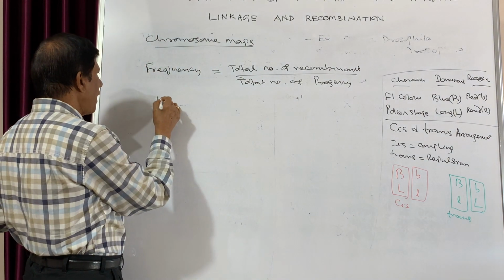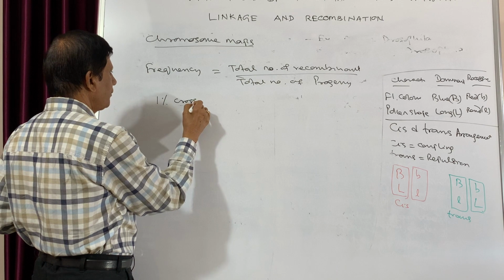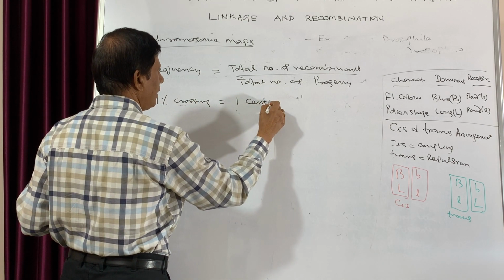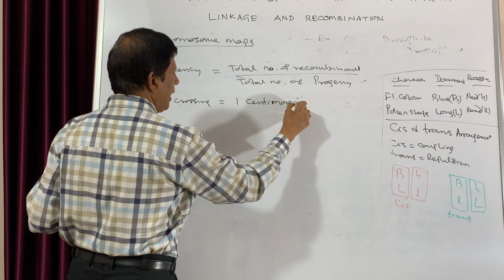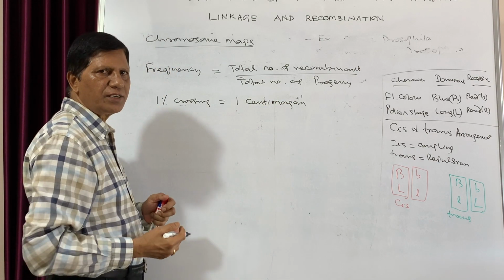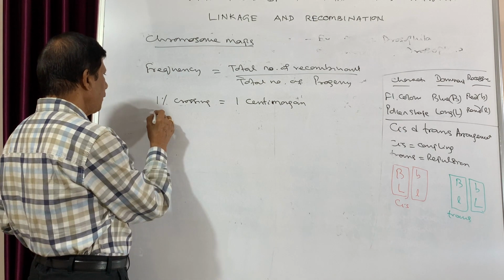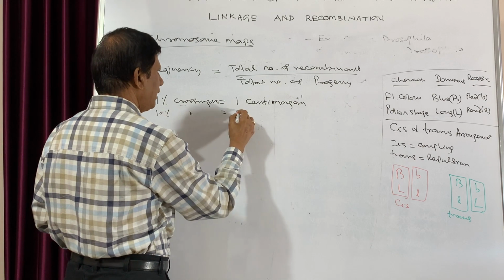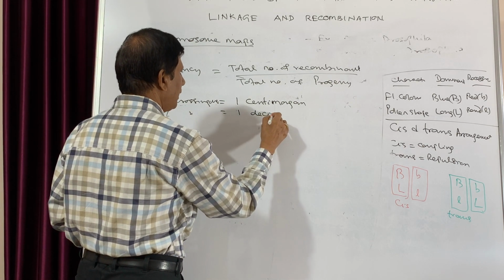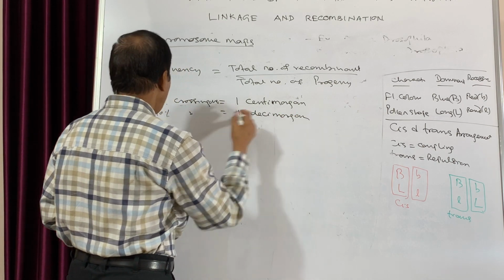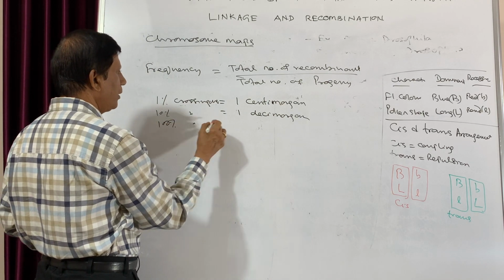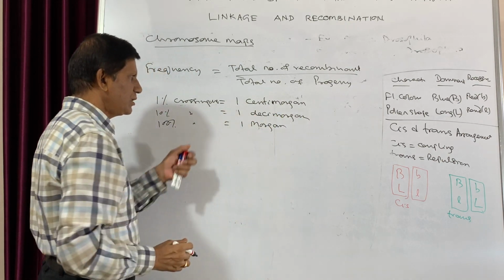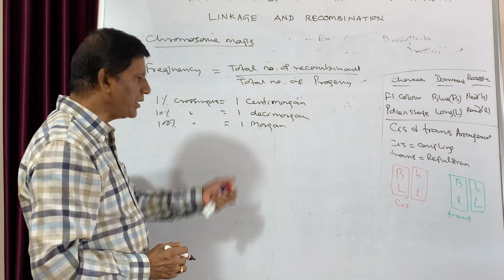Suppose 1% crossing over is equal to 1 centimorgan. And the Morgan is named after the scientist T.H. Morgan. If it is 10% crossing over, then we can say it is 1 decimorgan. And if it is 100% crossing over, we can say it is 1 morgan. This is the map unit.